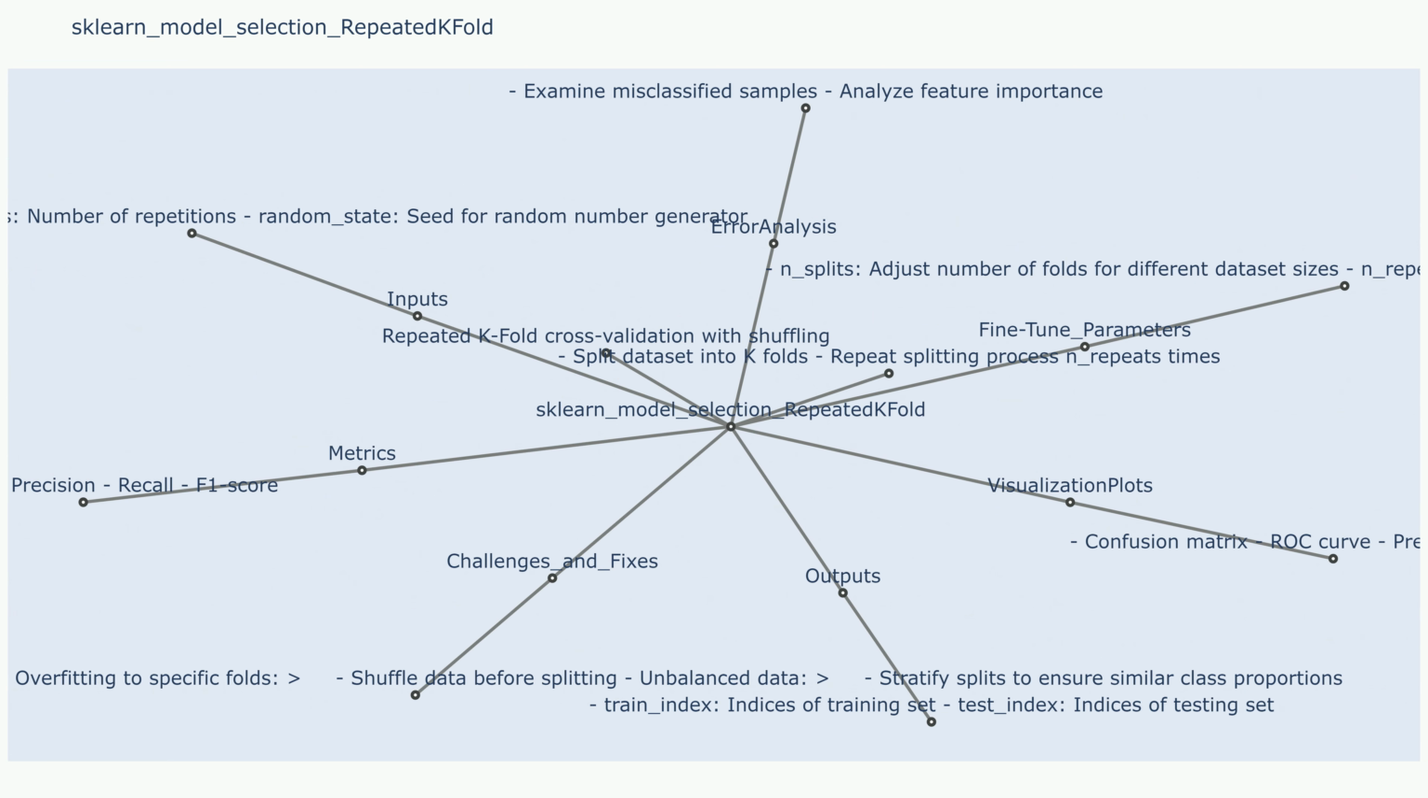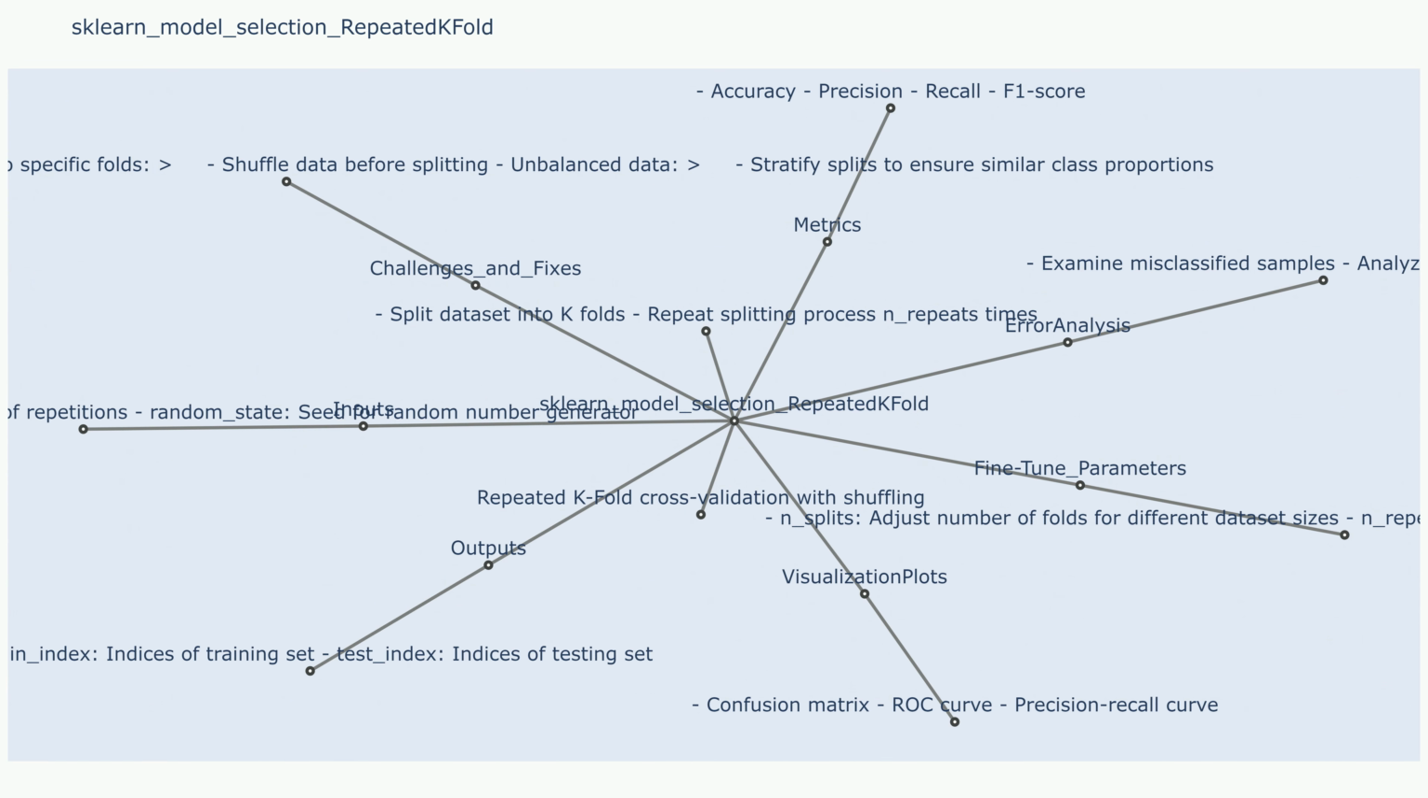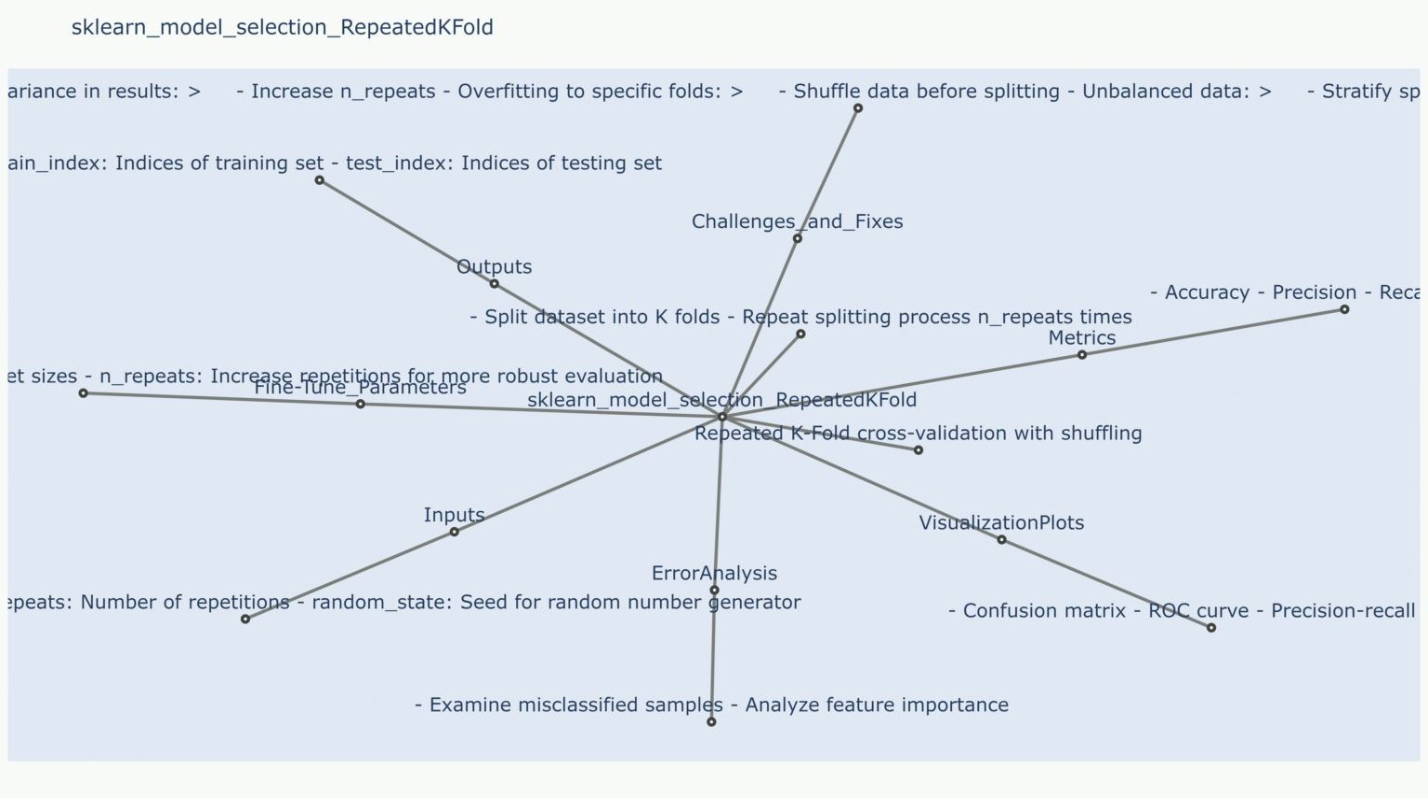Visualization plots. Confusion matrix visualizes the performance of a classification model by showing the number of correctly and incorrectly classified instances. ROC curve plots the true positive rate against the false positive rate for different thresholds. Precision recall curve plots the precision against the recall for different thresholds.